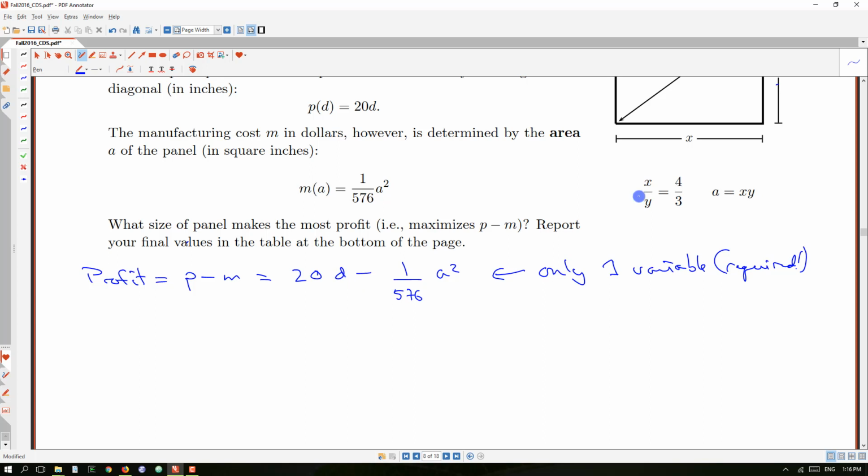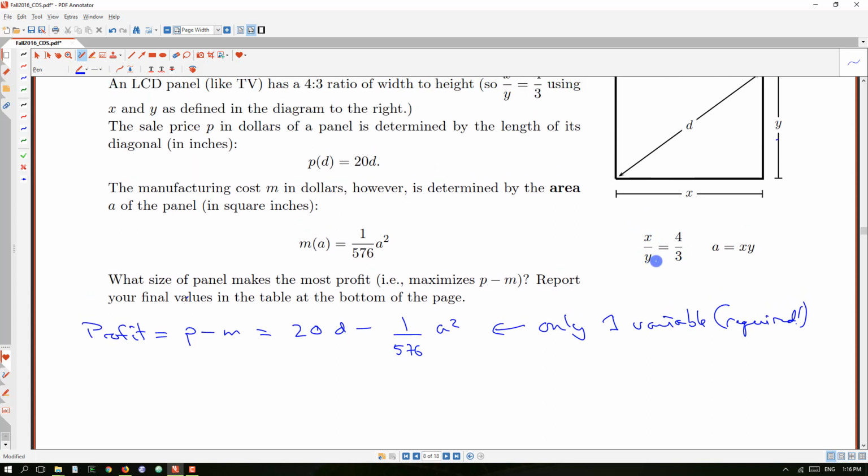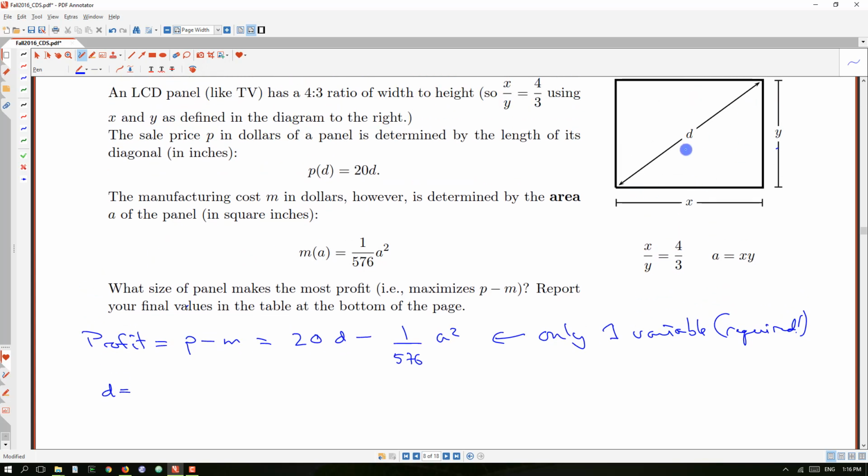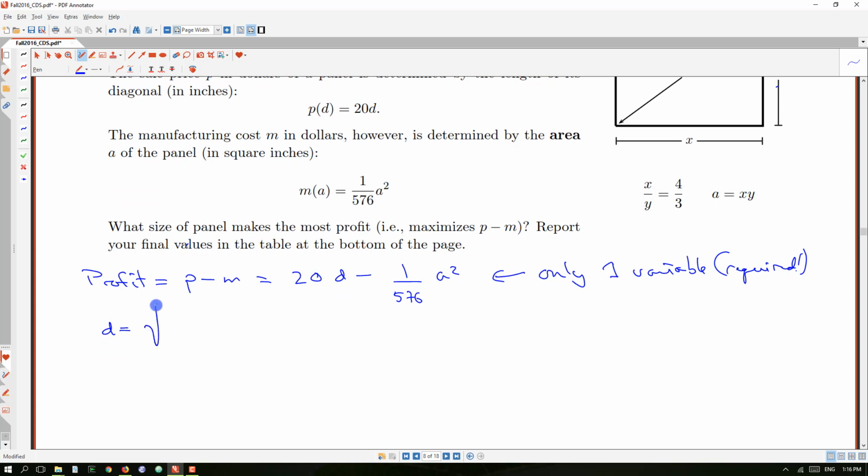Well, what makes sense, especially given that we have this relationship between x and y and area and diagonals, is to build some of those relationships out. So one of the things that we might want to look at is the diagonal. Well, the diagonal is related back to x and y through a Pythagoras relationship. It's the square root of x squared plus y squared. We also have the area, which is in our formula, and that is x times y. And last but not least, we actually have the relationship between x and y. x over y is equal to 4/3.